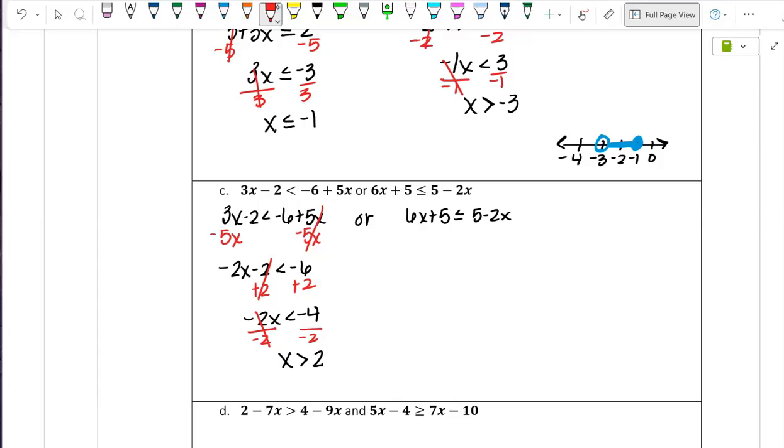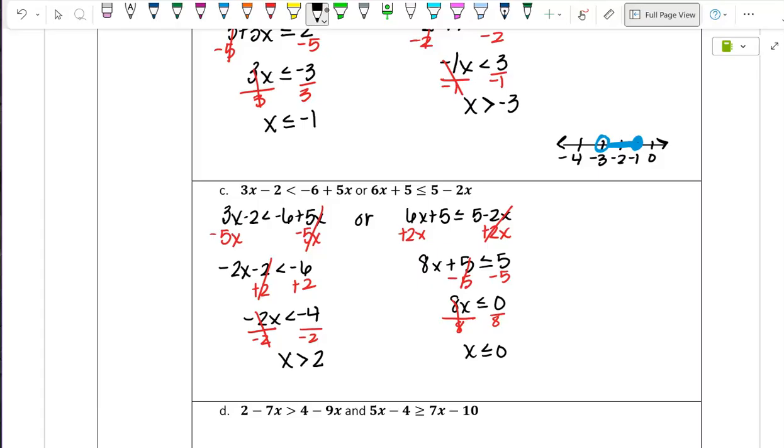Then 6x plus 5 is less than or equal to 5 minus 2x. We can add 2x to both sides. 8x plus 5 is less than or equal to 5. Subtract 5 from both sides. 8x is less than or equal to 0. Divide both sides by 8. X is less than or equal to 0.